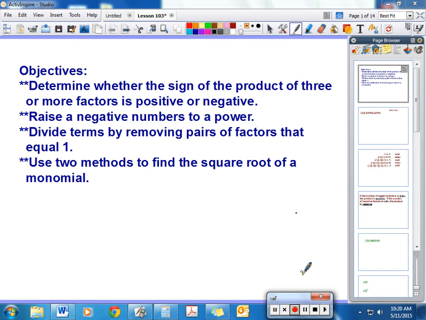And then we're going to work our way into expressions, dividing terms by moving pairs of factors that equal 1, and using two methods to find the square root of a monomial. Monomial just means it's an expression that has one term.